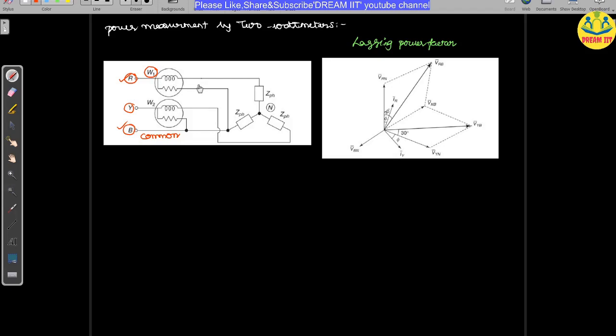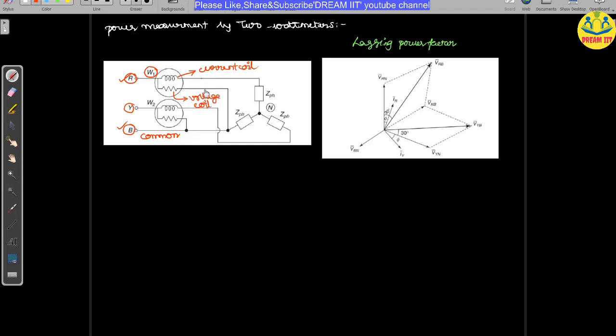As I told, there are coils here. This is in series with the load, that is the current coil. And here is the coil which is the voltage coil or potential coil. So these are the two coils.